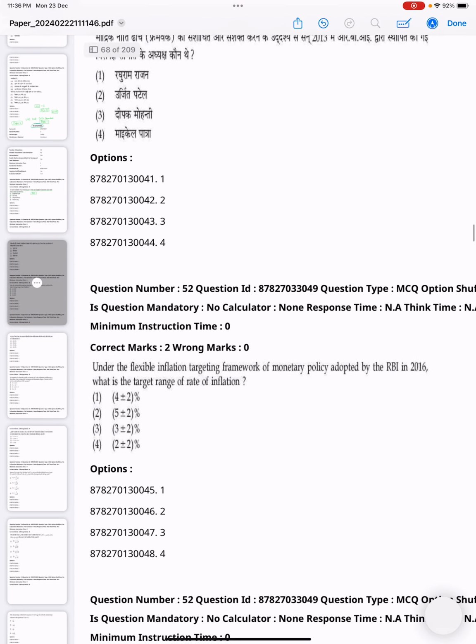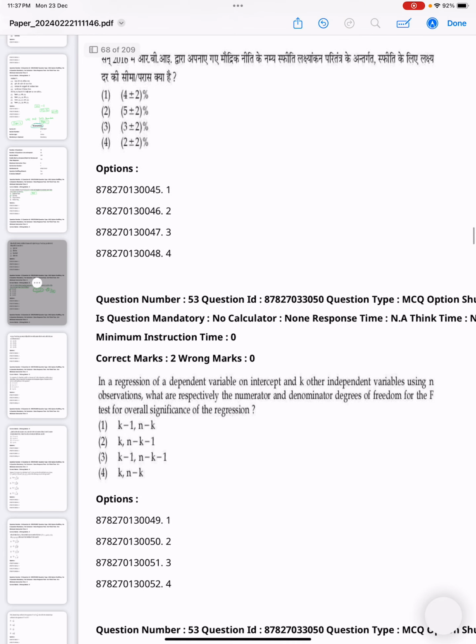Okay. Now, under the flexible inflation targeting framework of monetary policy adopted by the RBI in 2016, what is the target range of rate of inflation? So this is clear to everyone, I hope, and they have breached this mark as well. The monetary policy committee has submitted a report to the central government as well. This target is set every 5 years by the central government, and then the central government asks the monetary policy committee to make sure that this target is achieved throughout. Okay, moving to the next question.